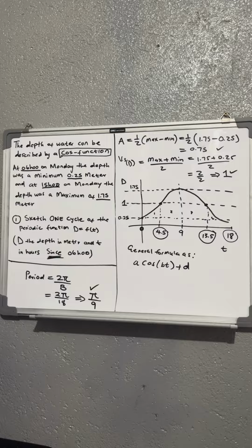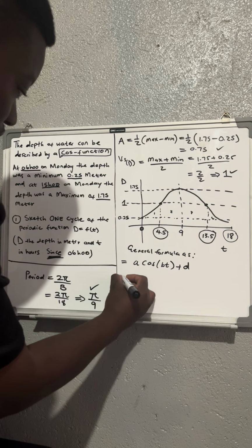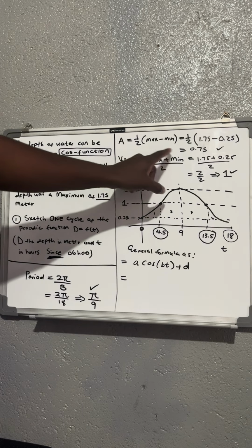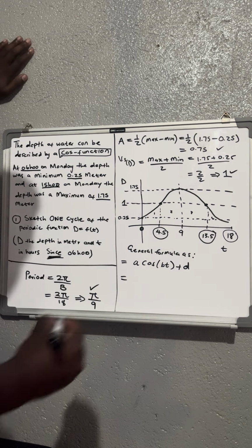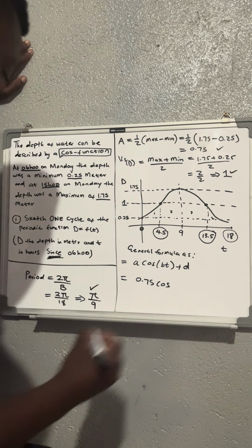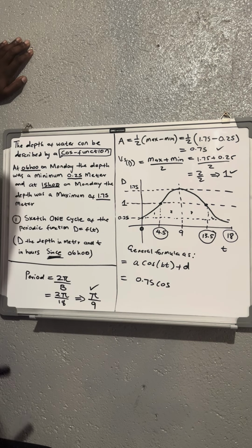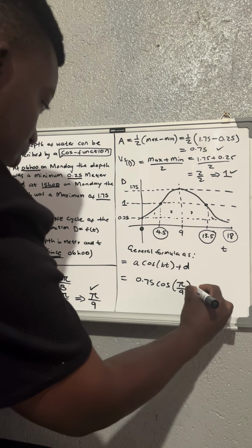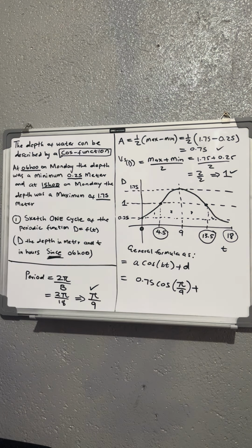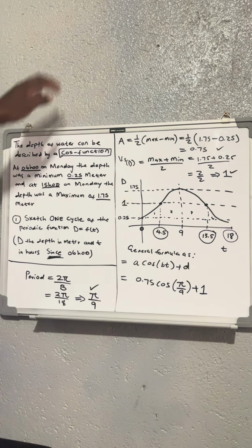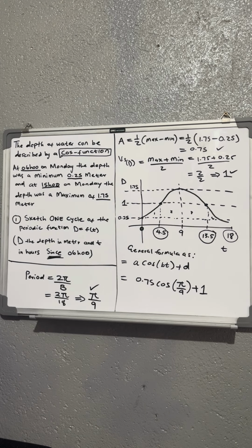So now we are ready to determine our formula for the function. We will check, what is our a? Our a, we've worked out that it's 0.75. So we're going to have 0.75 cos of, what's the period? We're going to say cos of pi over 9 plus your d, your vertical shift, we got it, it was 1. So now we have to see, are we finished?